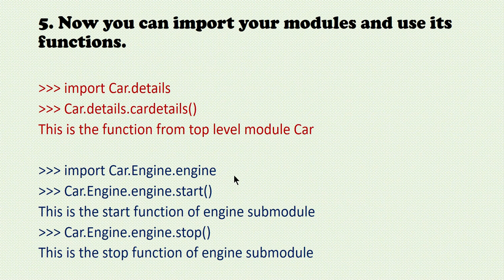Otherwise, you can go for other methods, such as giving a short name and then using it in your program, right? This is how we normally access it. In my engine file I have two functions, start and stop, and they simply display some information. So when you do that, it shows: this is the start function of the engine submodule, and in the same way, this is the stop function of the engine submodule.